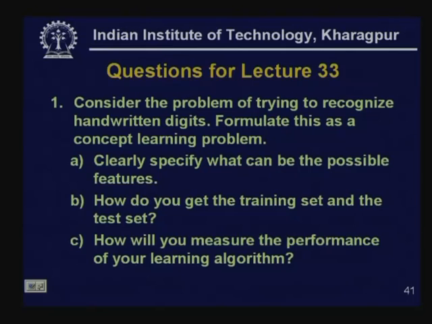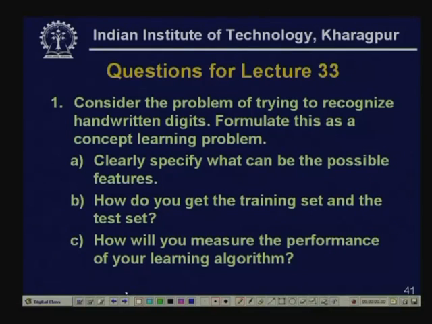A, clearly specify what can be the possible features. B, how do you get the training set and the test set? C, how will you measure the performance of your learning algorithm? So, let us look at the answer. So, in order to recognize handwritten digits, what is the input that you get?